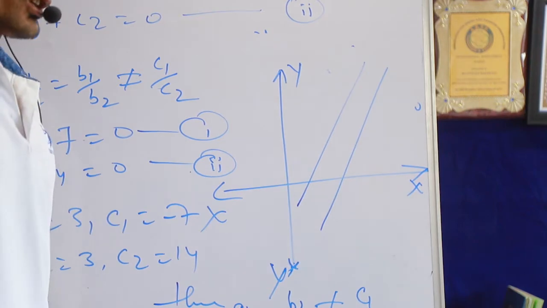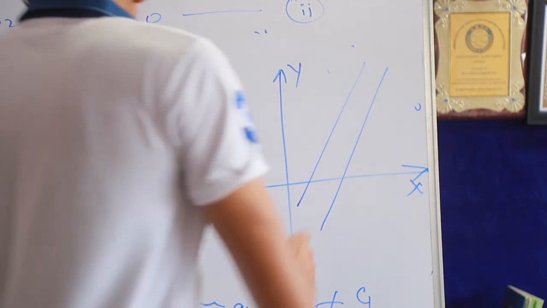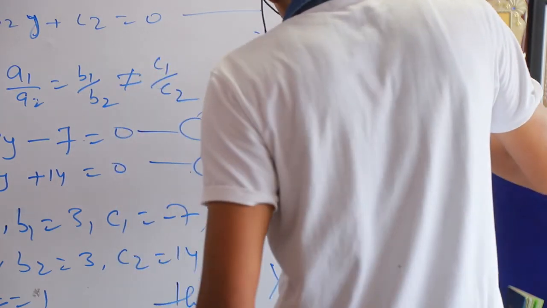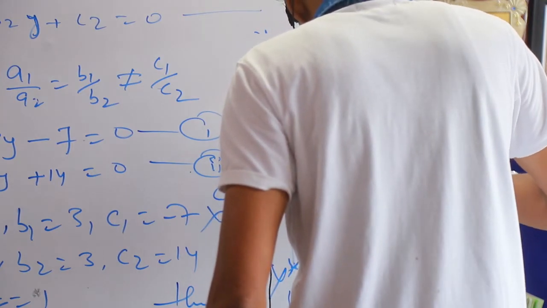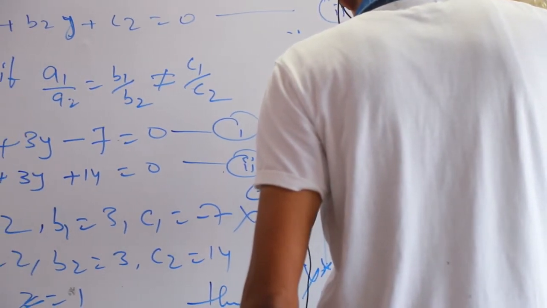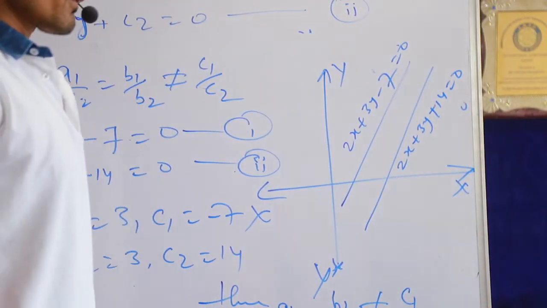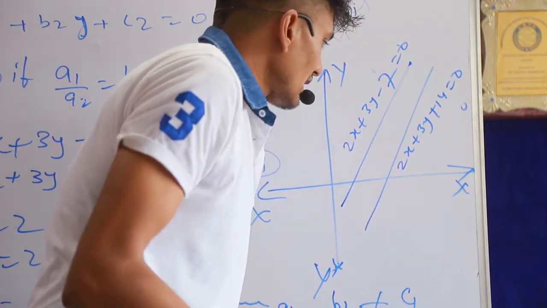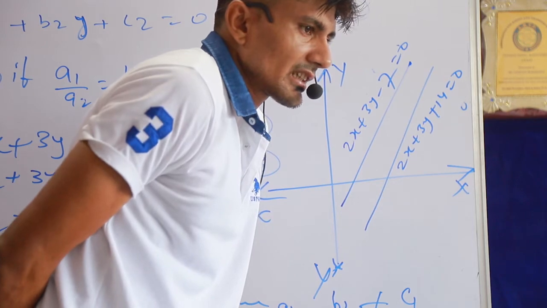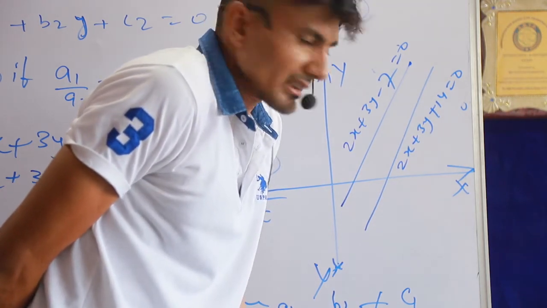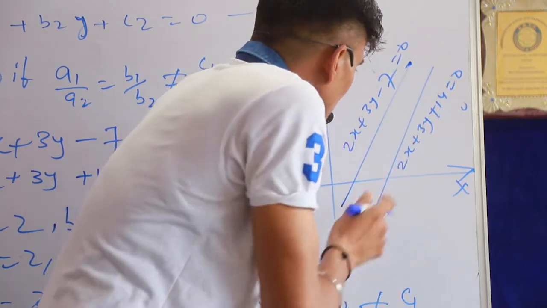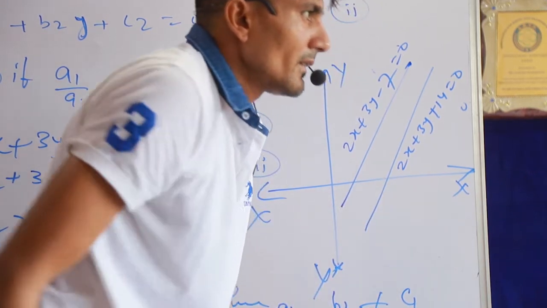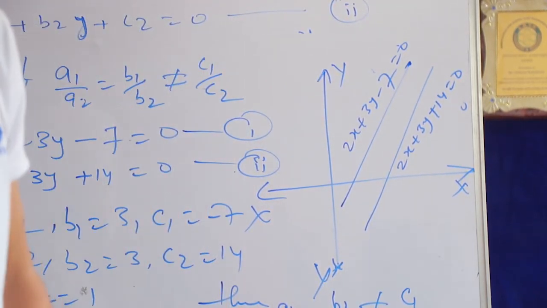In this case, the graph of one equation is 2x plus 3y minus 7 is equal to 0, and the other is 2x plus 3y plus 14 is equal to 0. That means you will get the graph like that. Here you are able to observe that the graph of one equation is not going to intersect the graph of the other equation at any point. Due to that, we are not getting a single solution.